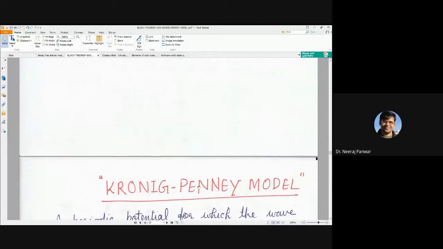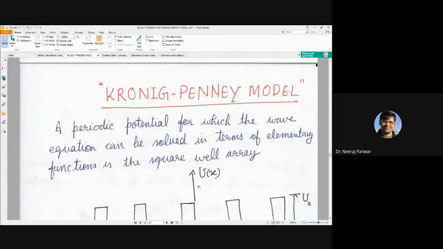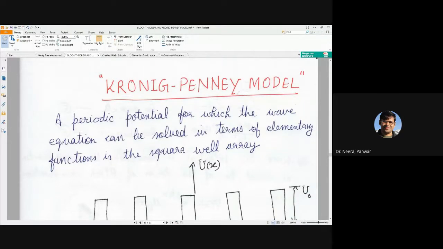Okay, now in 10 minutes, all of you have studied this Kronig Penney model at graduation level, most of you, except the integrated students, the 5-year integrated students. Yes, all of you? Yes, sir. So, let me quickly go through this Kronig Penney model so that it would be a revision for you in the remaining time.